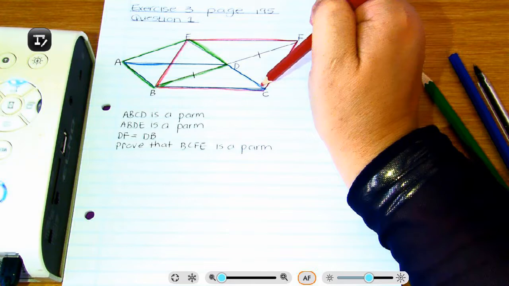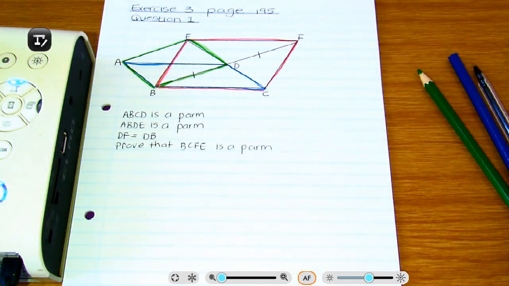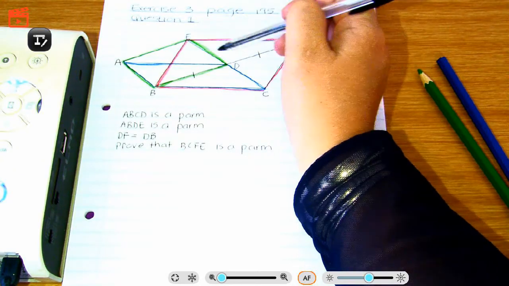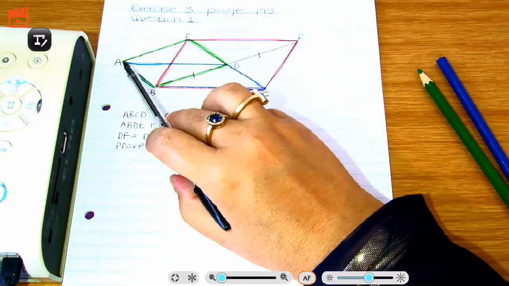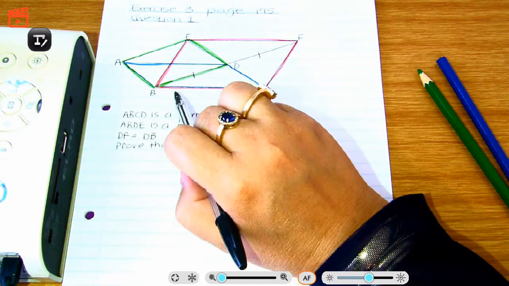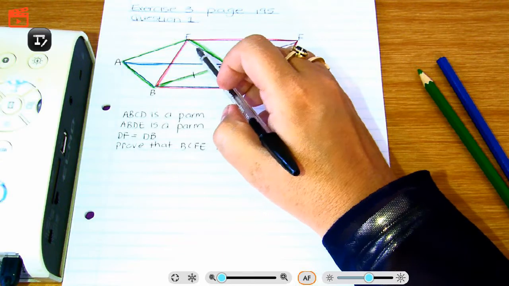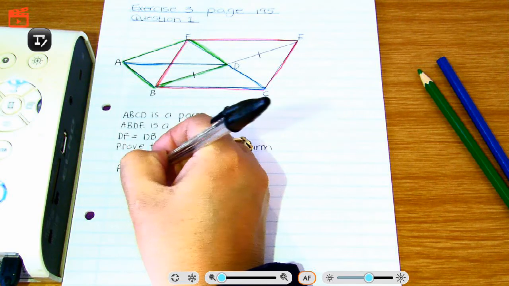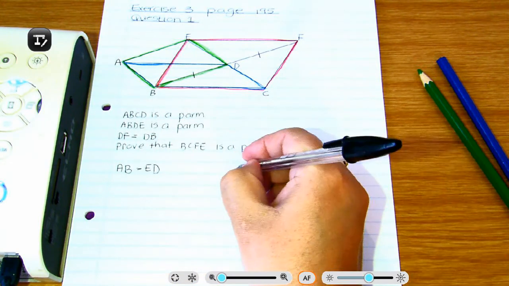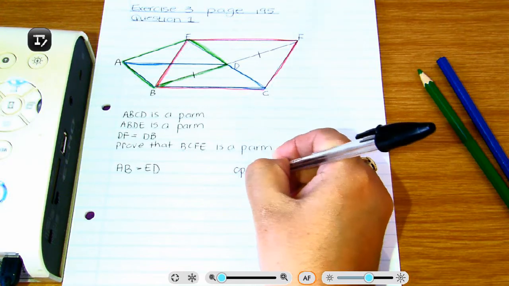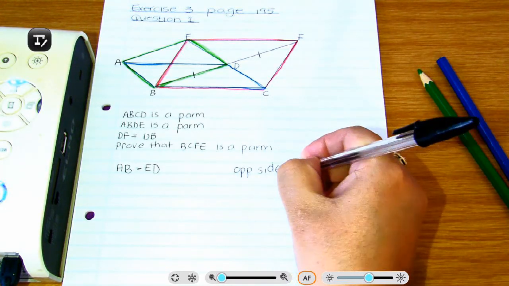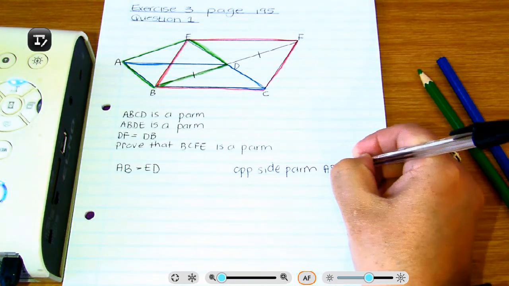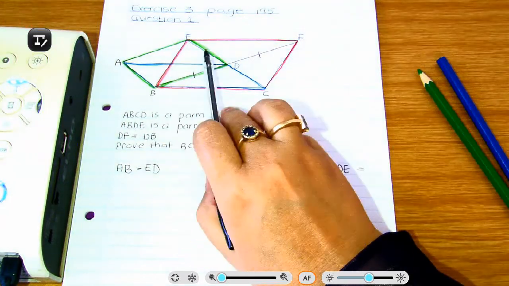Okay, so the way I'm going to do this, I'm going to start off by seeing that AB is equal to ED. Why do I say that? Because ABDE is a parallelogram, and I know that in a parallelogram the opposite sides are equal. So my starting point would be AB is equal to ED. My reason would be opposite sides of parallelogram ABDE are equal. So this side is equal to that side.